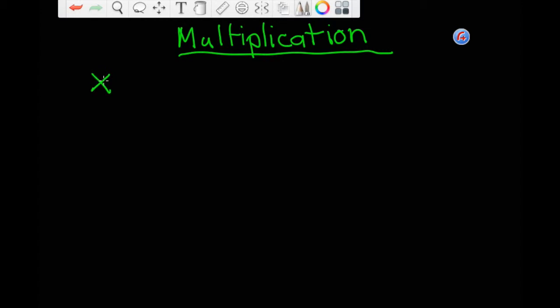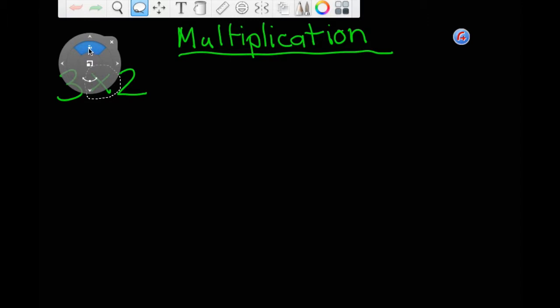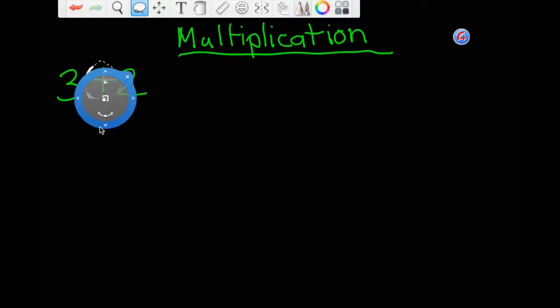This symbol right here, like in the number in 3 times 2, if you were to take this and turn it, look at that. It's actually addition. So multiplication is just addition over and over and over again. So let's put that back how it was.